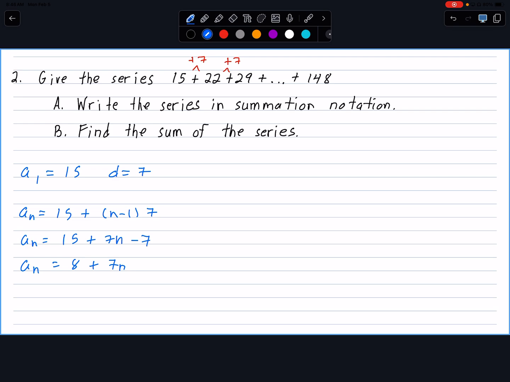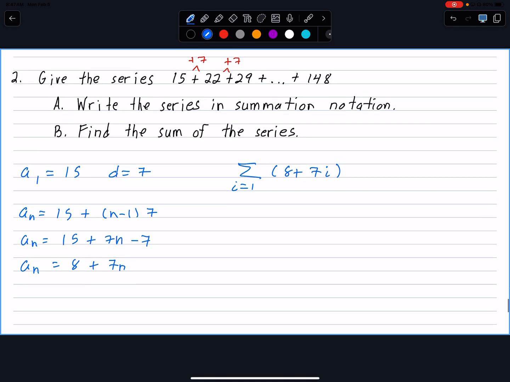Okay, from here, let's put this in summation notation. I'm going to use i's like we usually did, so I'm going to take these n's here and change them to i's, just because I like that a little bit better. So we are going to start at i equals 1. Our formula is 8 plus 7i. And then we need to know where to end. I don't currently know where this ends. What is the upper bound?